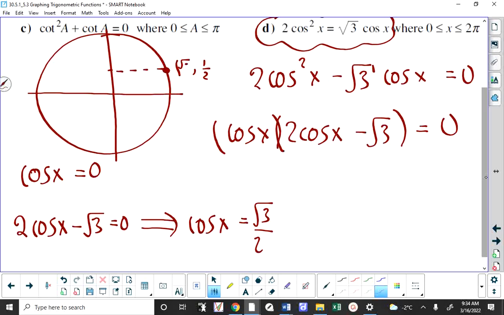And it's at root 3 over 2 for an x-coordinate. So it's this location and this location for cos of x equals root 3 over 2. If you wanted to use a reference angle approach, then you would take your calculator in degree mode and take the inverse cos of root 3 over 2, and you would be looking at 30 degrees on your calculator.